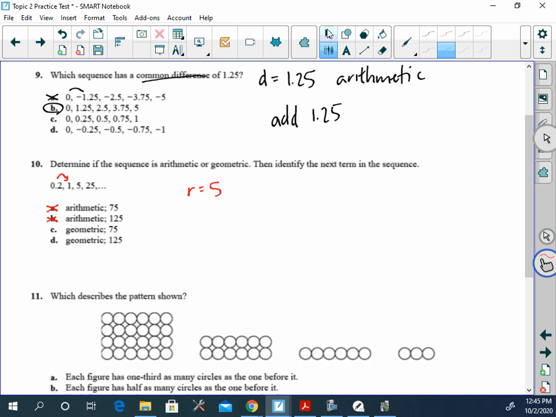Then you want to figure out what the next term is. All you do is start here, multiply by 5, and that gives you the next term, which is 125 here. And that's your answer.